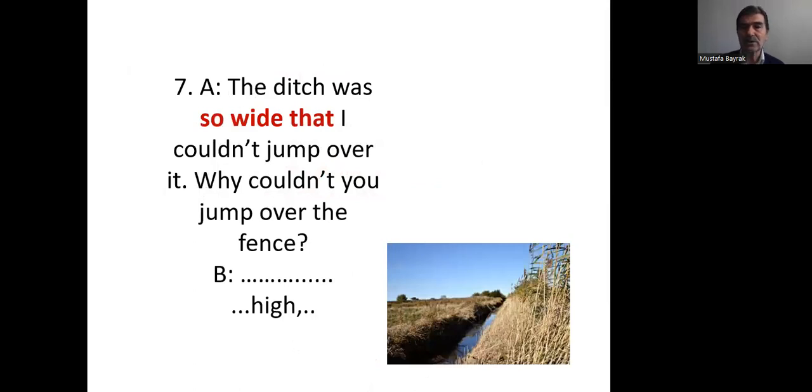Now it's time to study so and such. The ditch was so wide that I couldn't jump over it. Why couldn't you jump over the fence? The fence was so high that I couldn't jump over it.